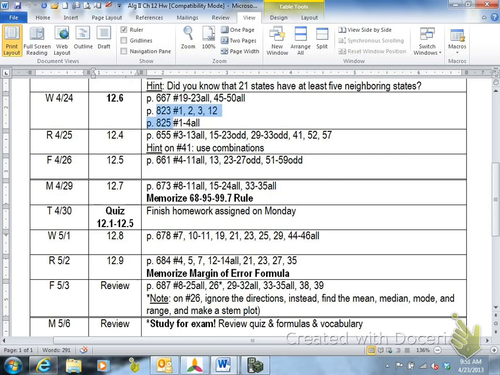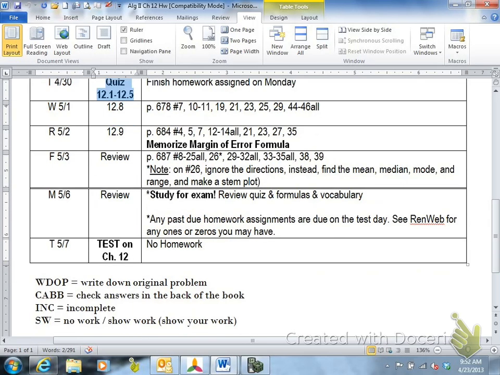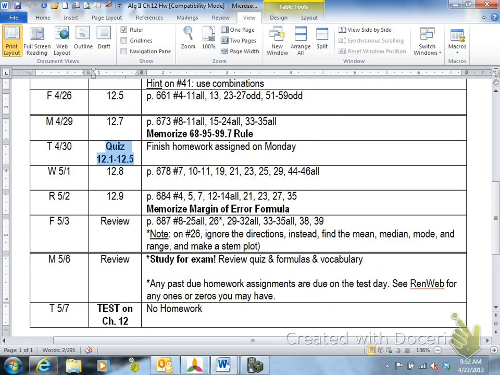Here's your homework. This is not a typo. It is page 800. It's way in the back, page 800, way in the back of the textbook. So you actually don't have too many questions for homework tonight. Also notice you have a quiz on Tuesday on section 1 through 5, and then tests the following week. But let's get started.